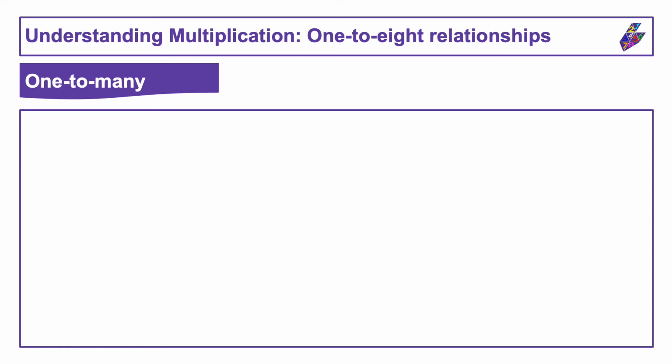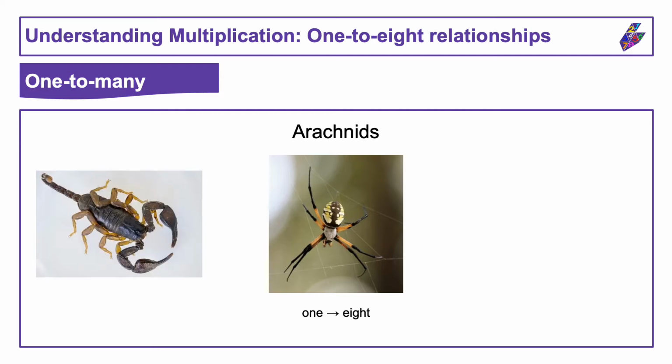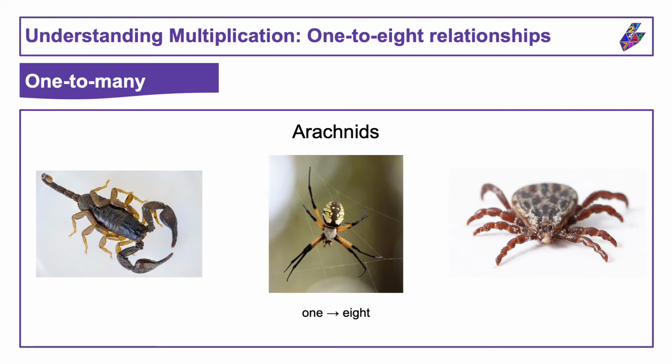There are lots of situations that have what is known as a one-to-many relationship. Take the spider, for example. One spider has 8 legs, so this is a 1-to-8 relationship. Animals that have 8 legs are part of a group of animals called arachnids. This group also includes scorpions, which have 8 legs, and ticks, which also have 8 legs.